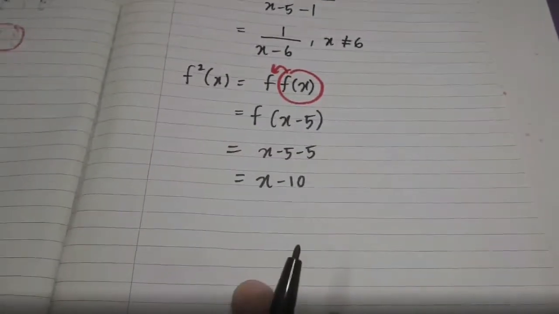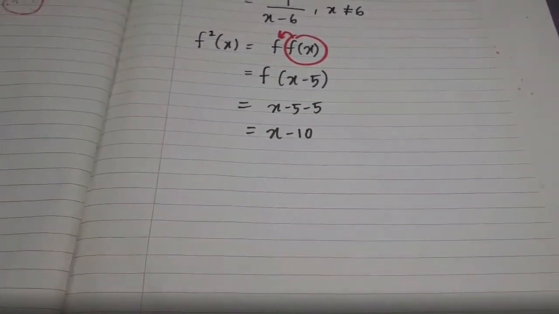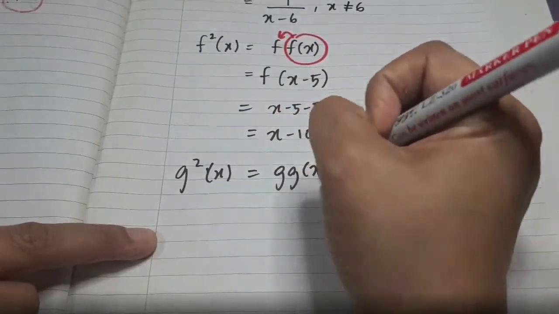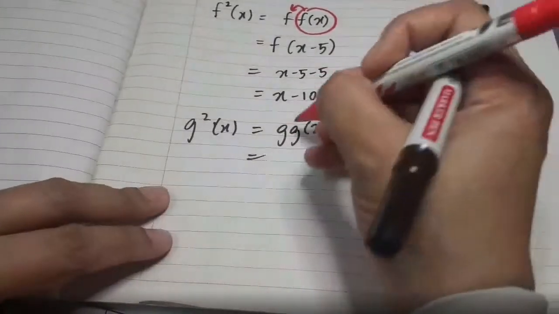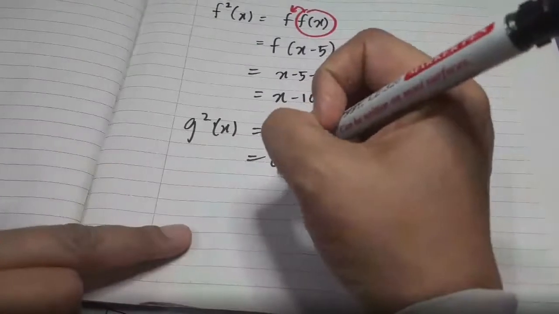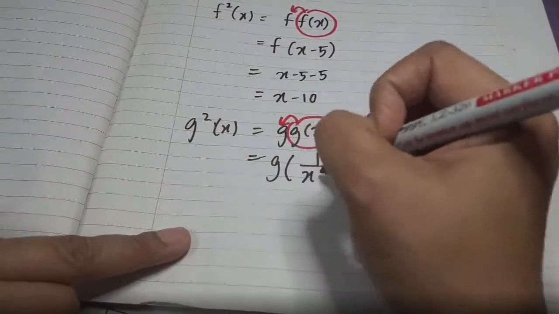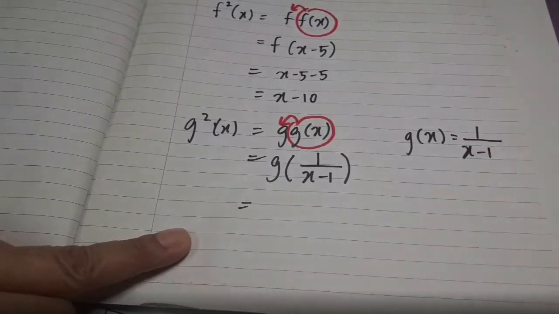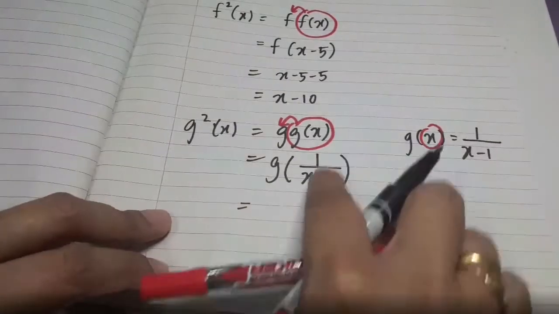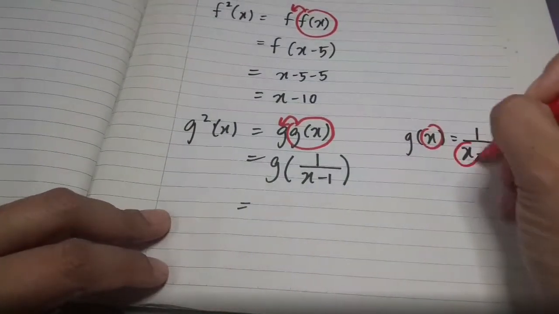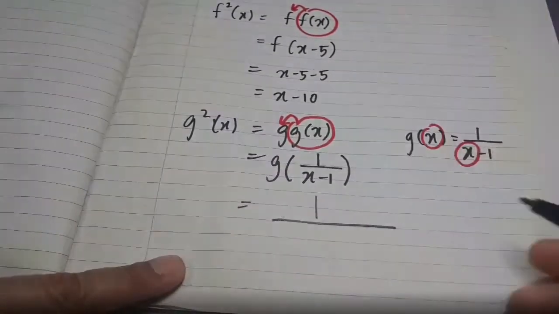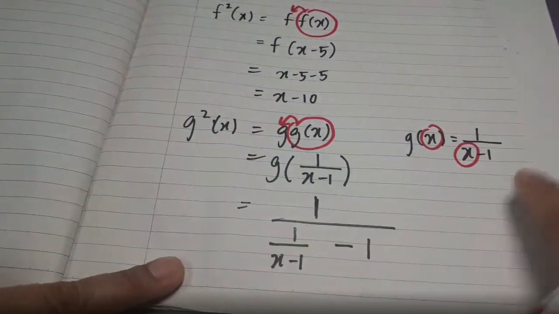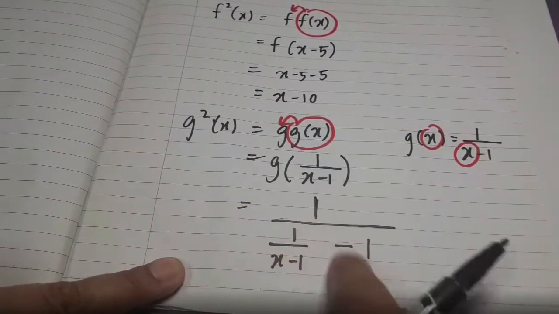Next. Okay. g squared, g(g(x)). So this is function g inside function g. So we copy g, the first g, and g(x) is 1 over x minus 1. Just now, g(x) equal to 1 over x minus 1. We want to change x. Okay, x become 1 over x minus 1. So here also we change x to 1 over x minus 1, minus 1. Minus 1 from here. Okay, x we change to this function.